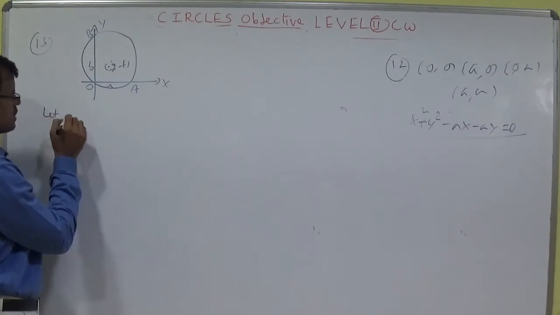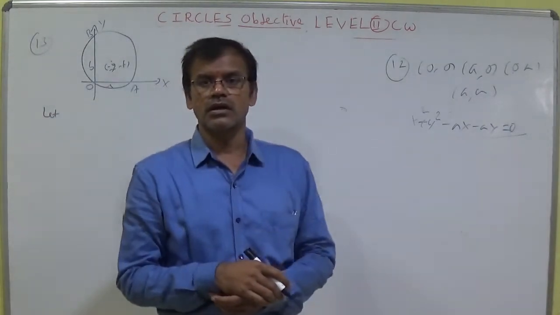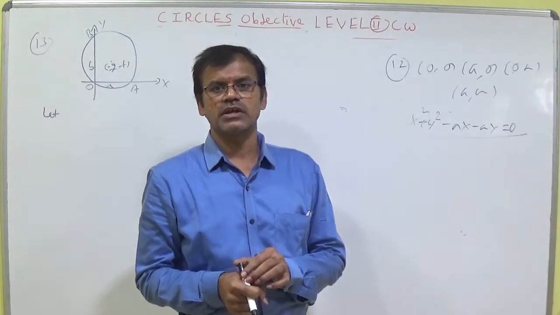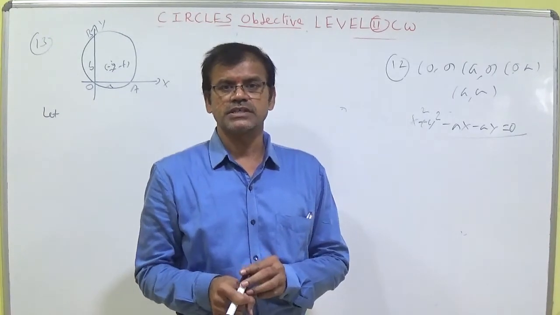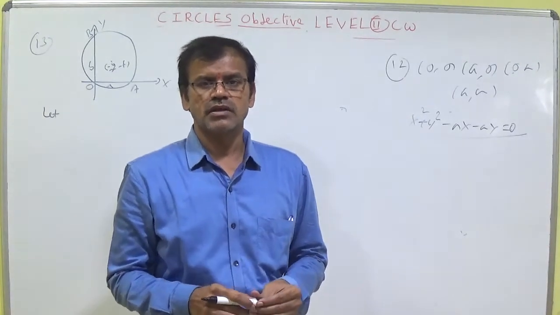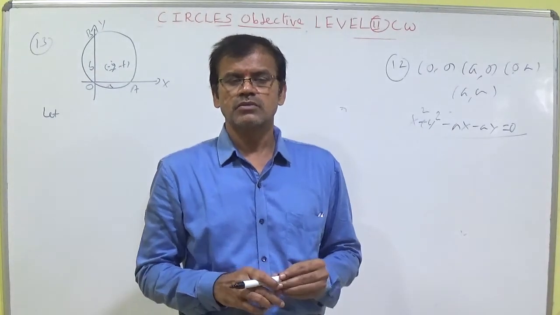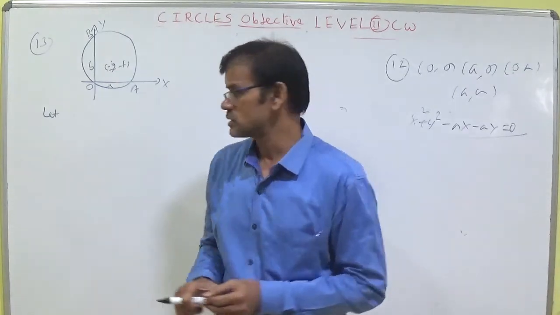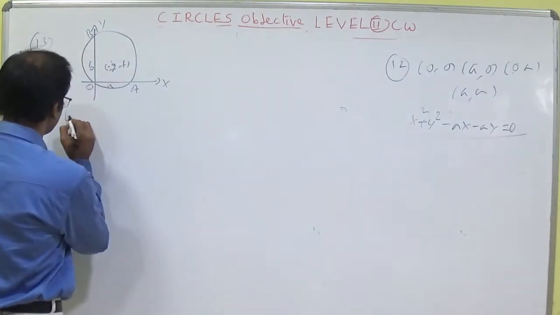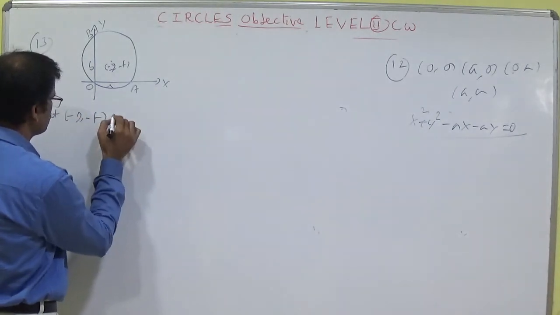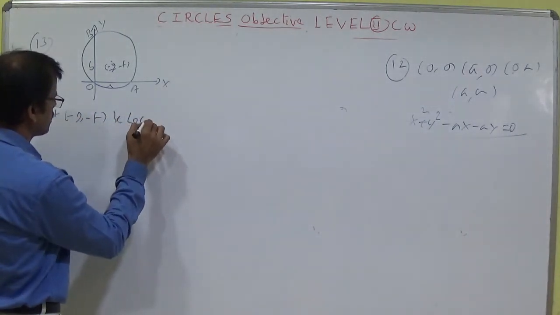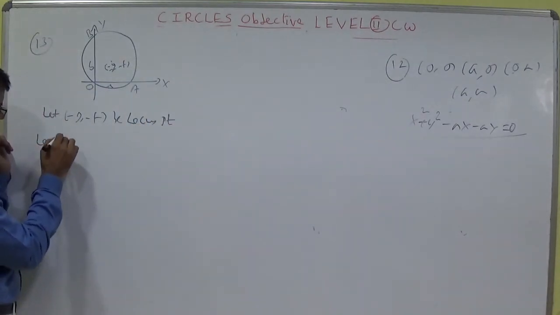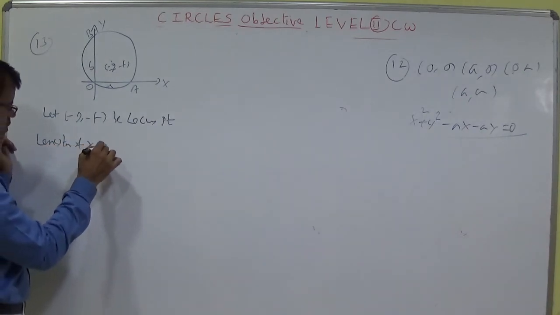Because the length of the rods are along the coordinate axes, we can use the concept of x-intercept and y-intercept lengths. Length of x-intercept formula is 2 root g square minus c, and length of y-intercept formula is 2 root f square minus c. Here we should calculate the locus of the center, considering (-g, -f) as the locus point. Let (-g, -f) be the locus point.